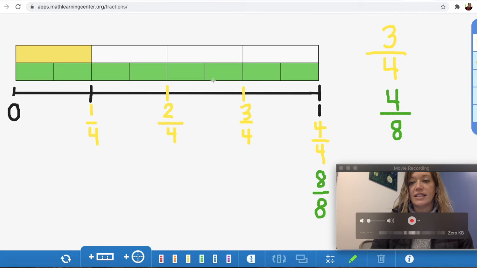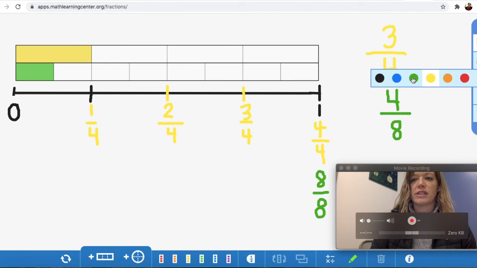So if I didn't have my bars above, I could still see on the number line that if I took a jump from 0, I could jump 1 out of 4 parts, 2 out of 4 parts, 3 out of 4 parts, and 4 out of 4. We could do this with our green bar also. How would we represent this on a number line?